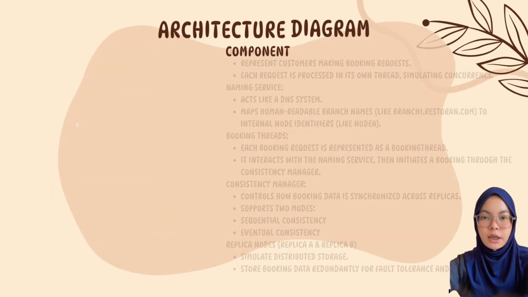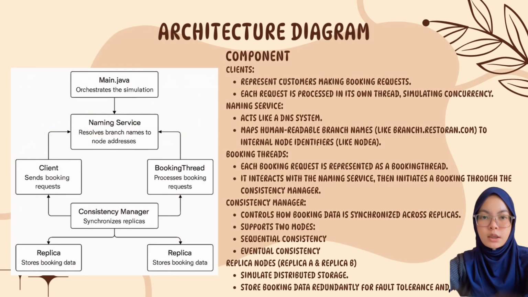First is the architecture diagram. This diagram illustrates the key components and interactions within our simulated distributed booking system. So the component breakdown is, first, clients. Clients represent customers making booking requests. Each request is processed in its own thread, simulating concurrency. Second is the naming service. The naming service acts like a DNS system, mapping human-readable branch names like branch1.restaurant.com to internal node identifiers like node A.